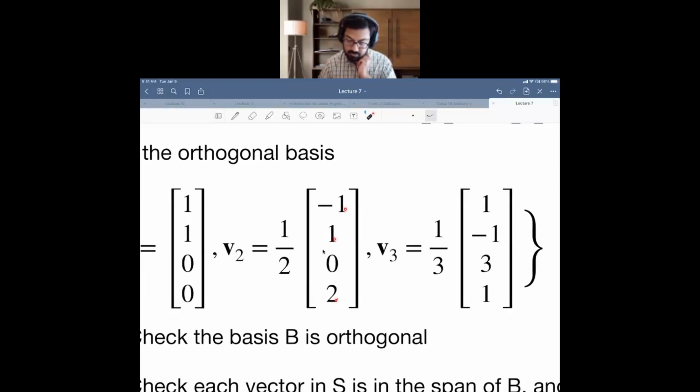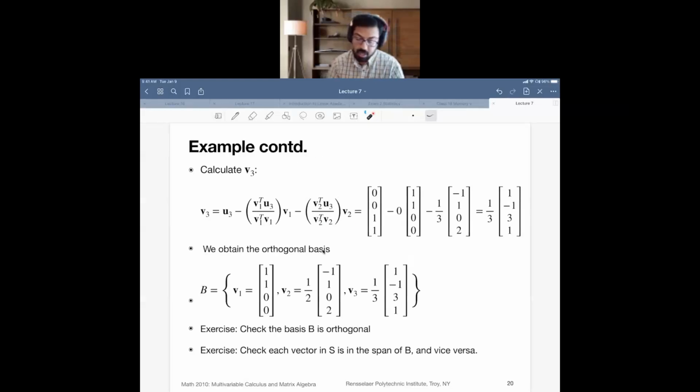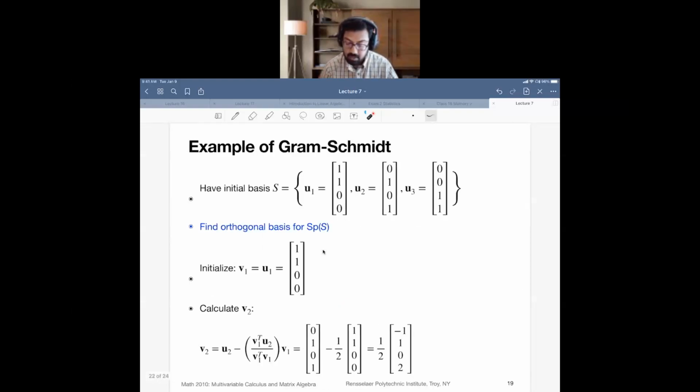One plus one plus four, square root six, it's half. So it's not orthonormal. All we got is an orthogonal basis: three vectors that are spanning the same subspace as before, but they are now orthogonal to each other.